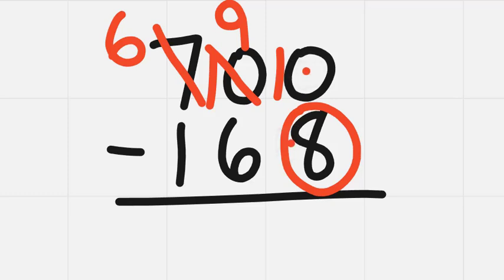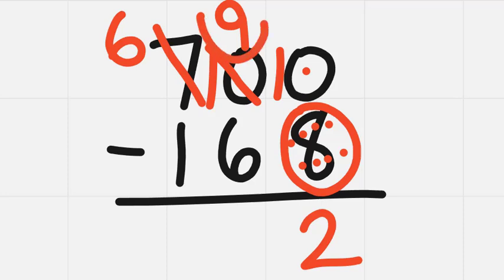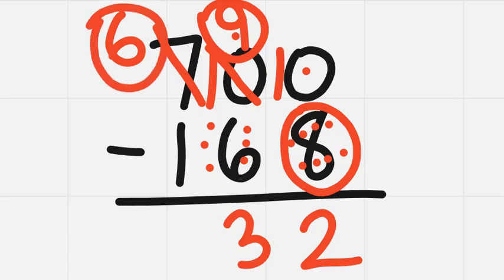10, 9, 8, 7, 6, 5, 4, 3, 2. Next, with 9 and 6, we'll circle the 9, touch and count. 9, 8, 7, 6, 5, 4, 3. Finally, we'll circle the 6, touch and count. 6, 5. Our answer is 532. Well done. Be sure to check your work.